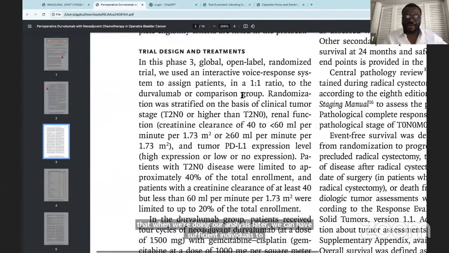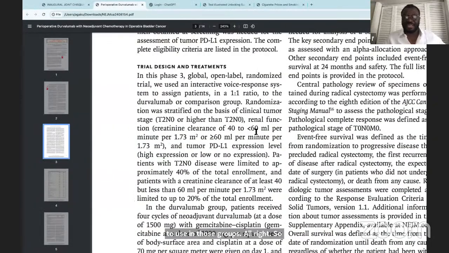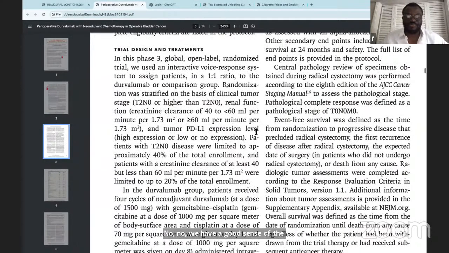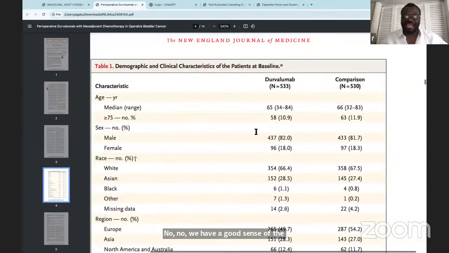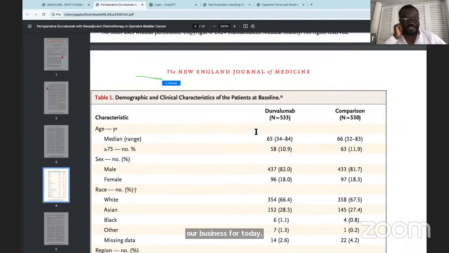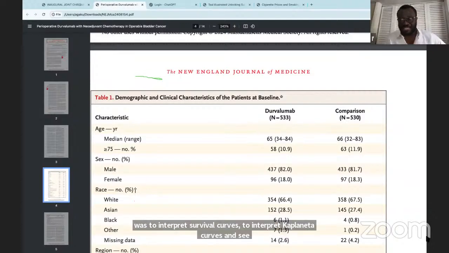All right. So now we have a good sense of the design of a study. Let's go to what is really our business for today, which was to interpret survival curves, to interpret Kaplan-Meier curves, and see how the results can be interpreted based on our understanding from the past 2 weeks.